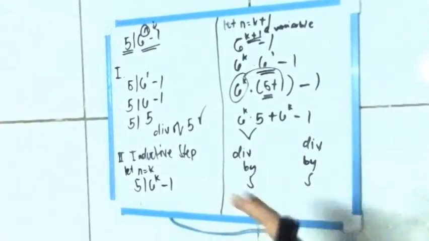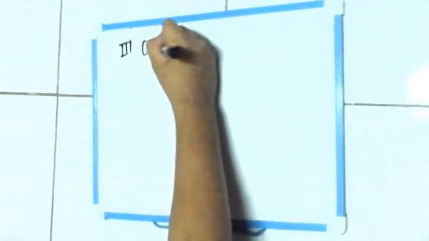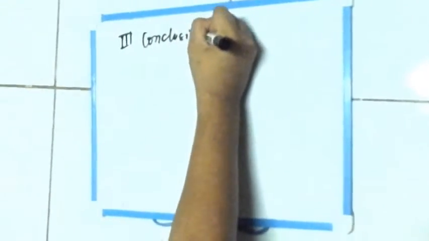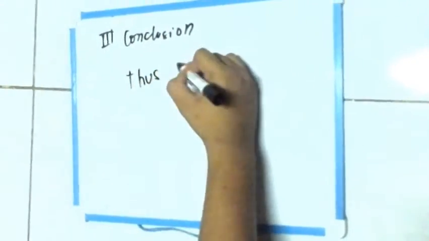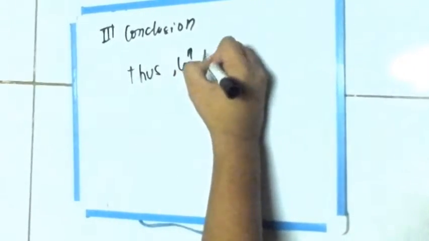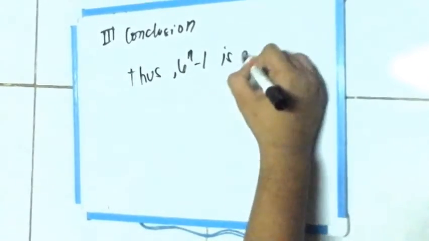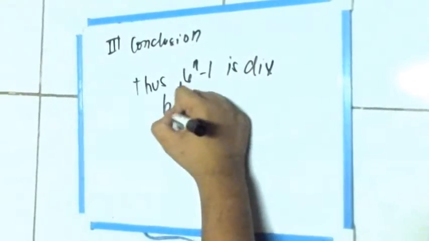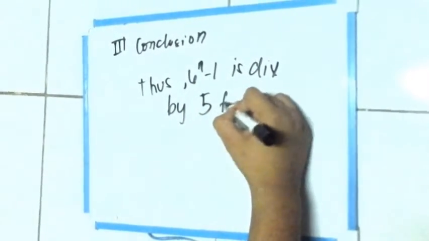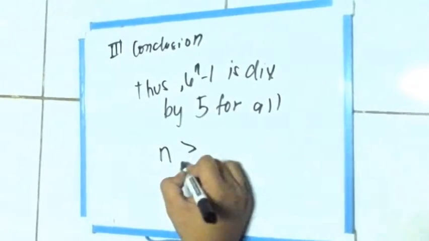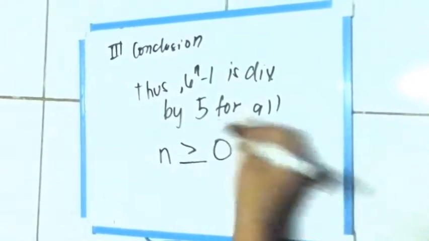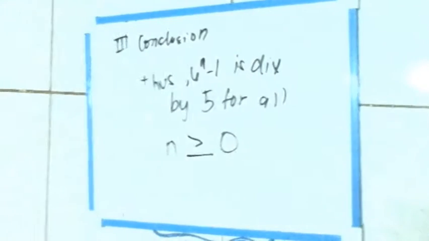So our conclusion will be: thus, 6 raised to n minus 1 is divisible by 5 for all n greater than or equal to 0. So there you have it.